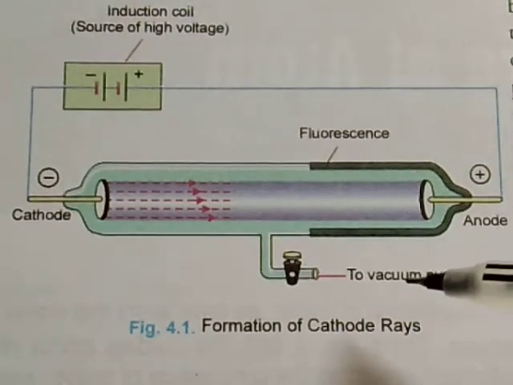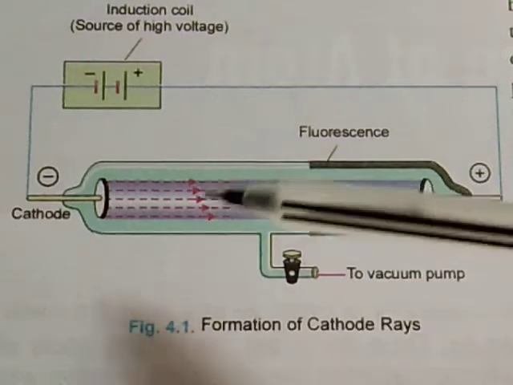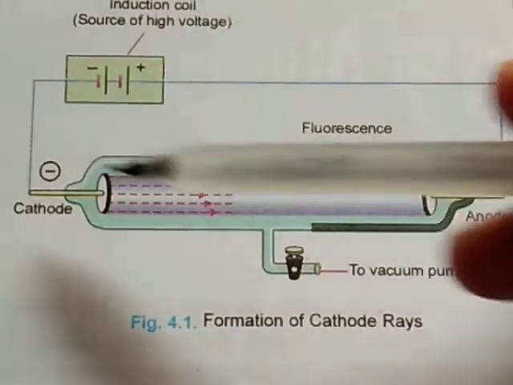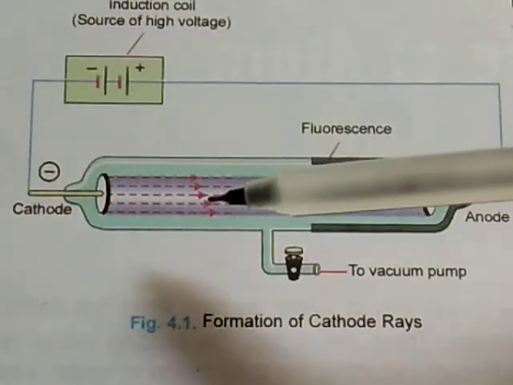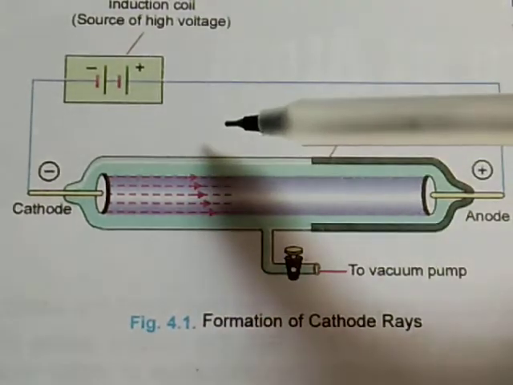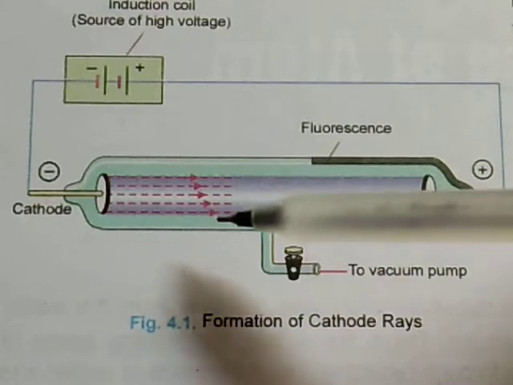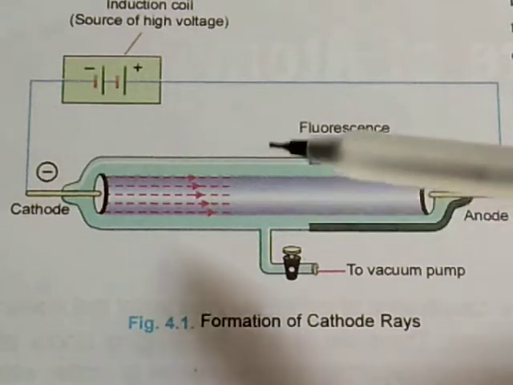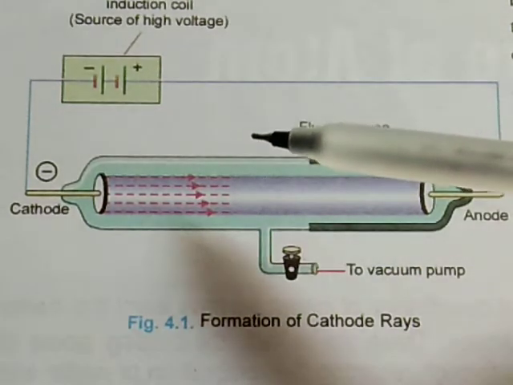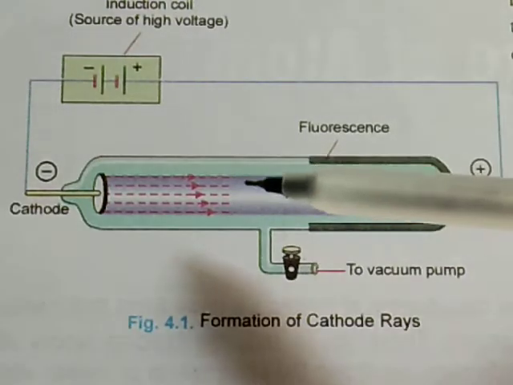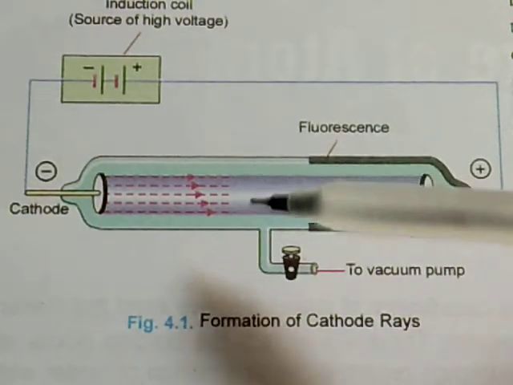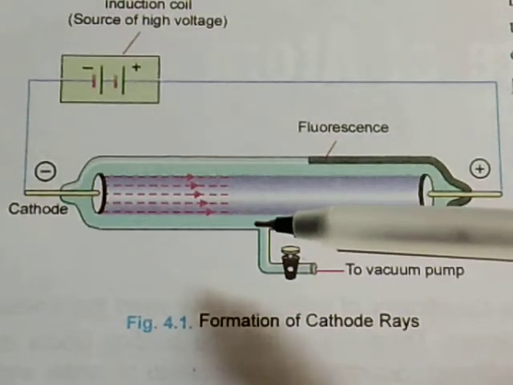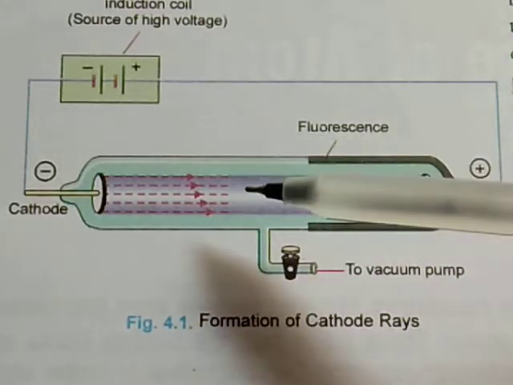Why are these rays called cathode rays? Because they originated from the cathode side. These negatively charged particles are called electrons. It is denoted by e^-. The charge present on the electron is -1.6 × 10^-19 coulomb. And the charge on the electron is also taken as -1. The mass of the electron is equal to 9.1 × 10^-31 kg.